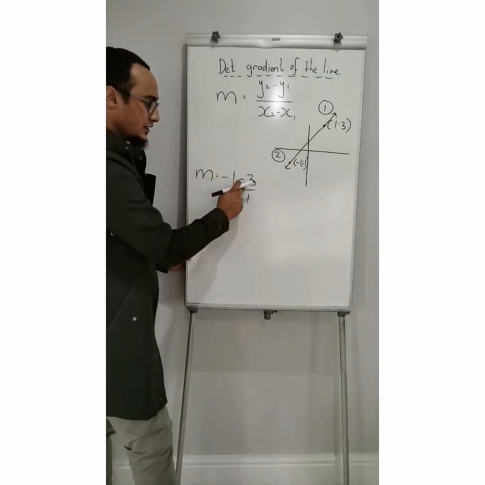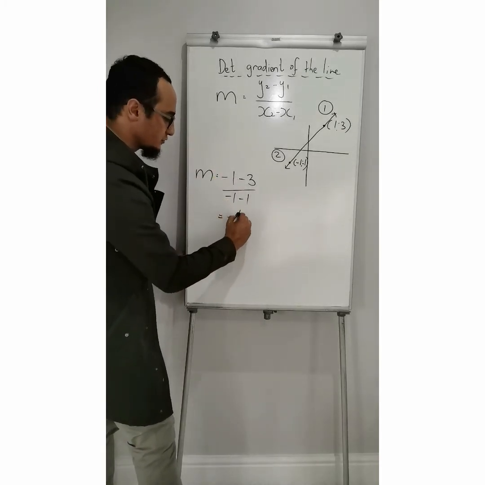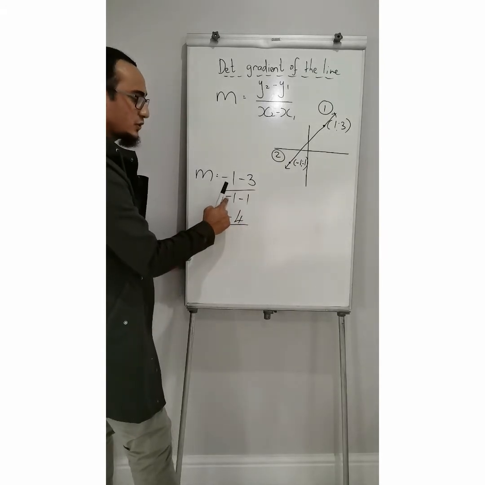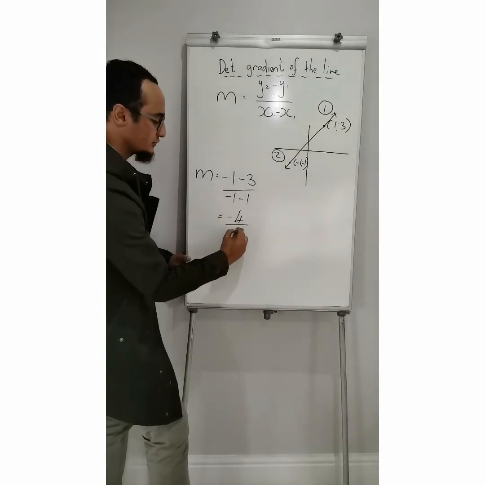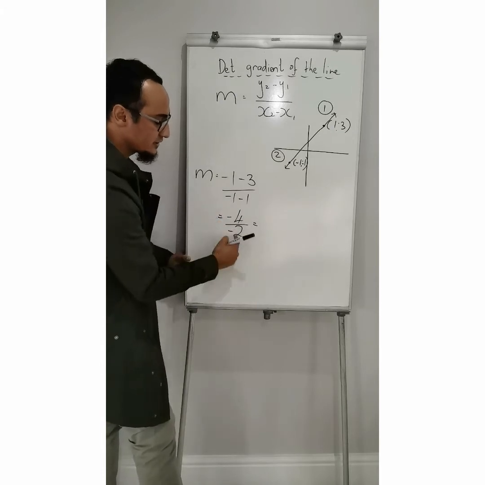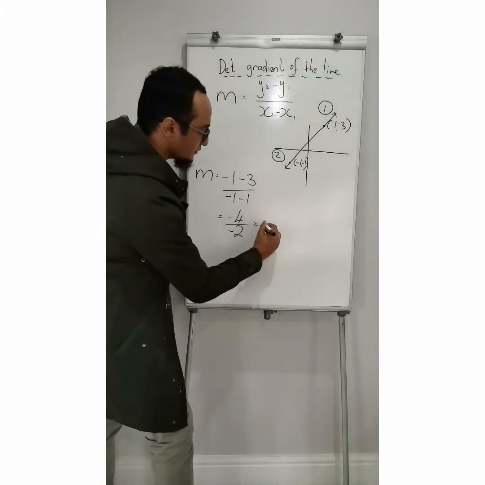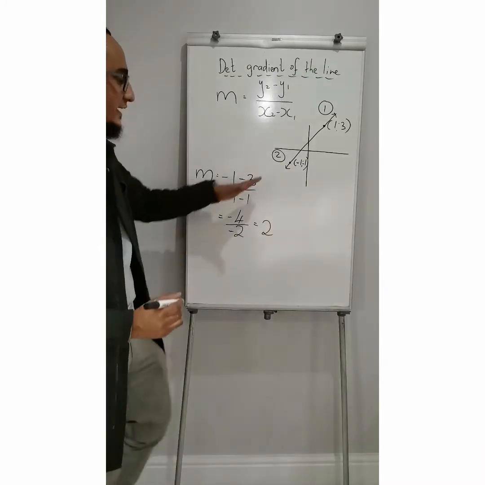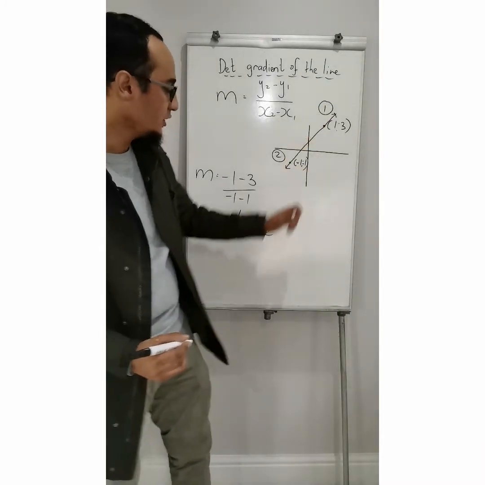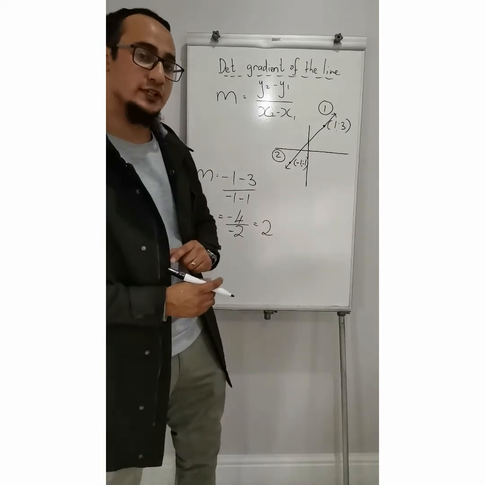Minus 1 minus 3 over there is equal to negative 4. Minus 1 minus 1 is equal to negative 2. And if I simplify this, negative divided by negative is a positive, and 4 divided by 2 is equal to 2. Meaning the gradient of this line over there would be 2 units.